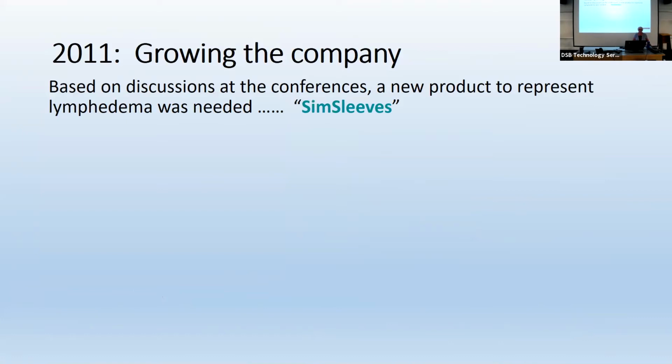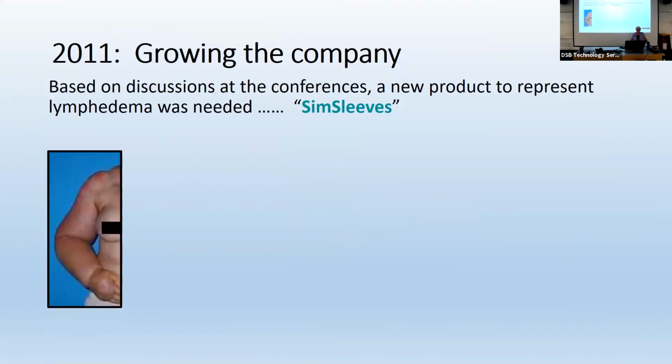Now, 2011, we jumped forward, and based on the discussion at the conferences, we made a new product. It represents lymphedema, and we called the product Sim Sleeves. And lymphedema looks like this. It's quite often for women who have had breast cancer, had treatments, and all of a sudden the body starts storing fluid in that arm. It's very painful.